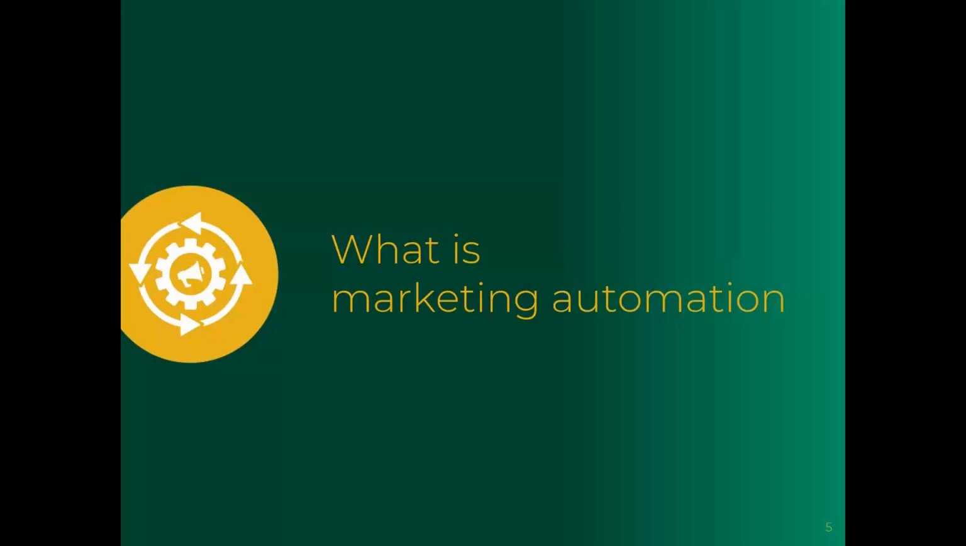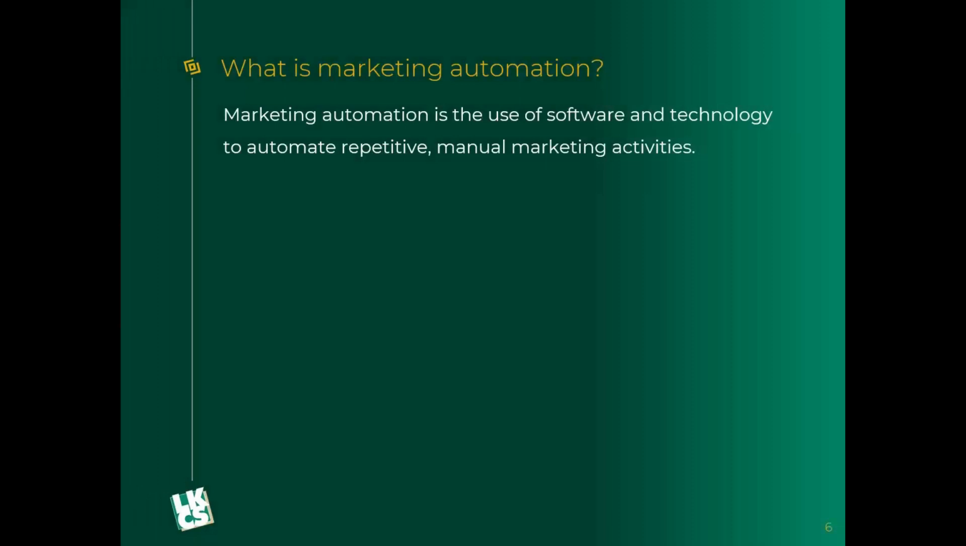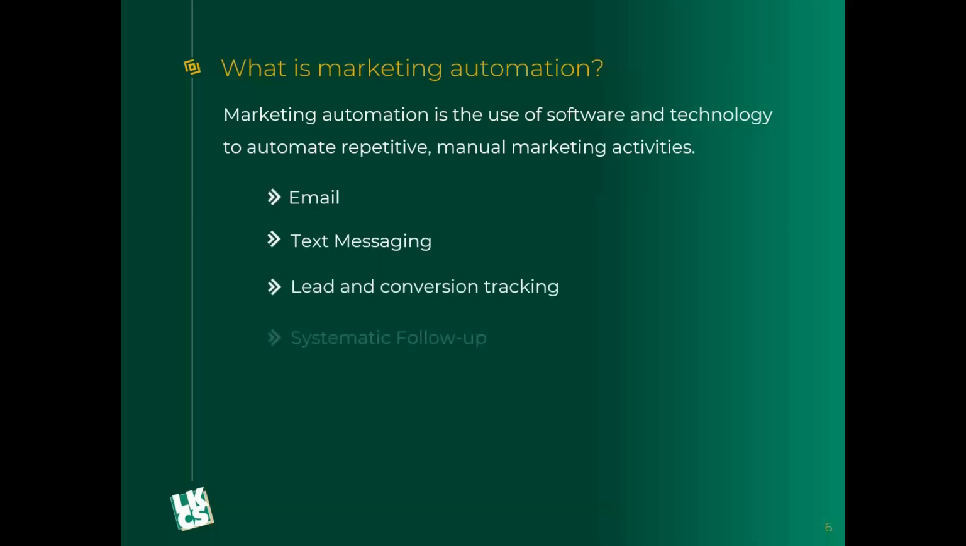So what is marketing automation? Marketing automation is the use of software and technology to automate repetitive manual marketing activities. Things like email, text messaging, lead and conversion tracking, and systematic follow-up.